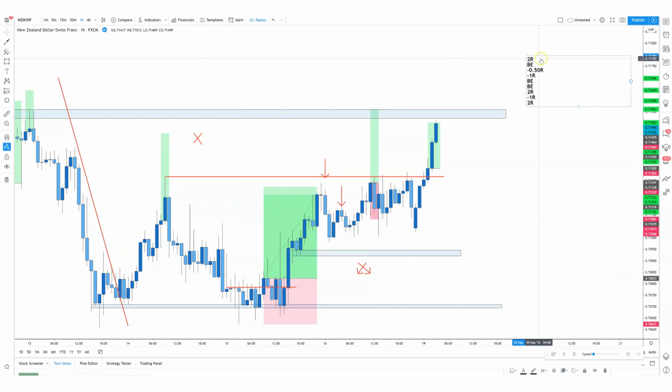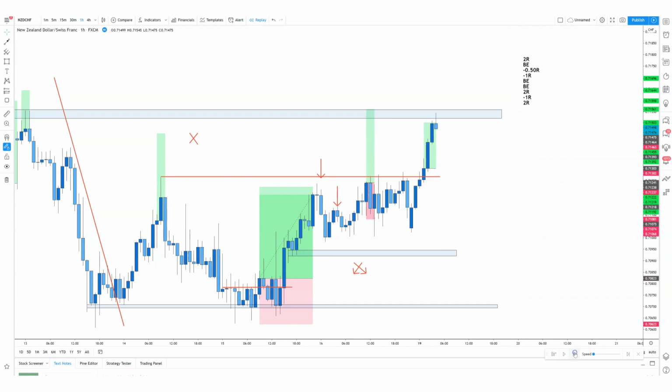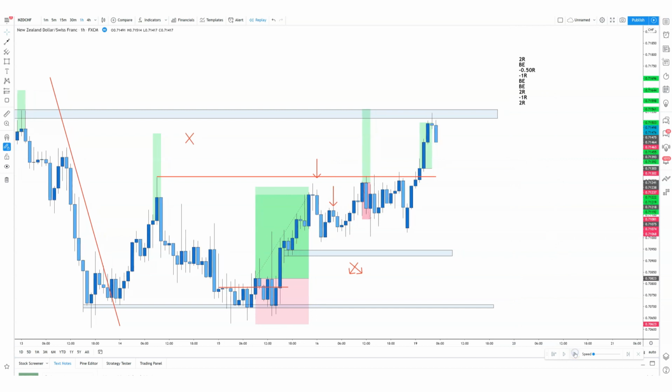So 2R, 2, 4, 6R, 5R, 4R, 3.5% up, baby, with a 1 to 2 risk reward ratio on a breakout strategy we're just making up on the spot. Whew. One more trade. Let's end with an absolute banger.